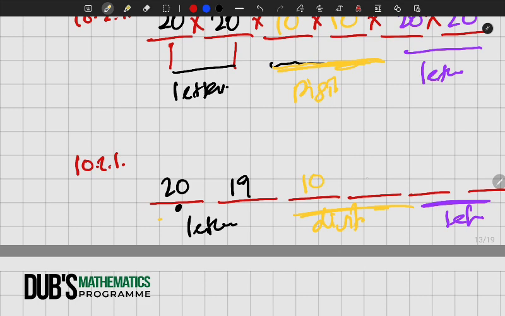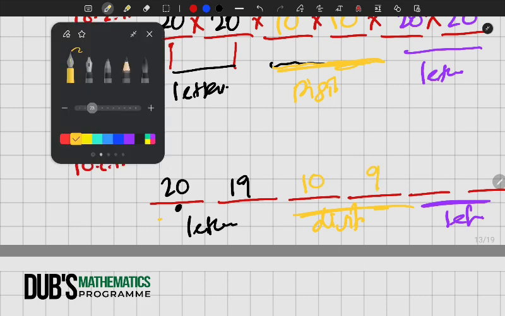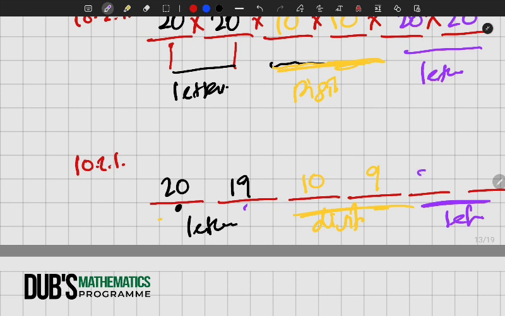We've used 1 here. We now have 9 because we cannot repeat. Letters, it's just going to be the same as what we have here. In fact, not the same now. Let's be careful. It's not going to be 2019. Why? Because we have used 2 letters here. So now we must be careful. We must now have 18 letters left.